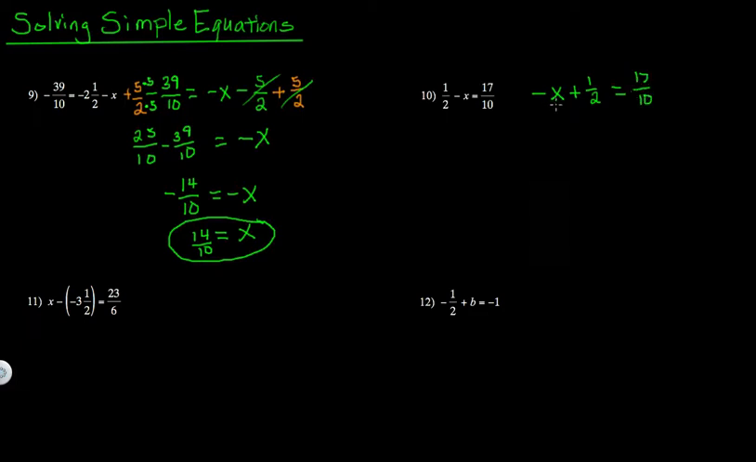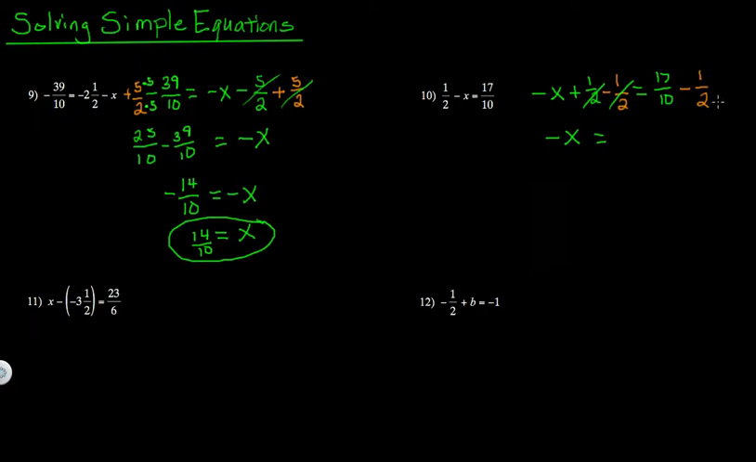What's being done to our variable? Well, we're multiplying the variable by negative 1, and we're adding 1/2. So how do we undo the addition of 1/2? We subtract 1/2. So we will subtract 1/2 from both sides, like so. So on the left, the plus 1/2 minus 1/2 cancels out. That's just 0, and we're left with negative x is equal to, and again, we need a common denominator.